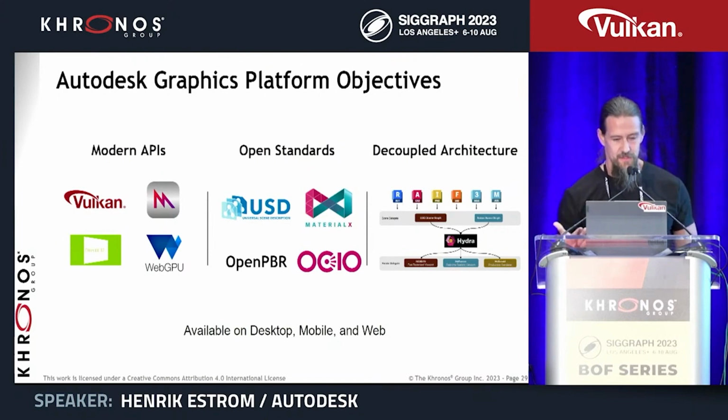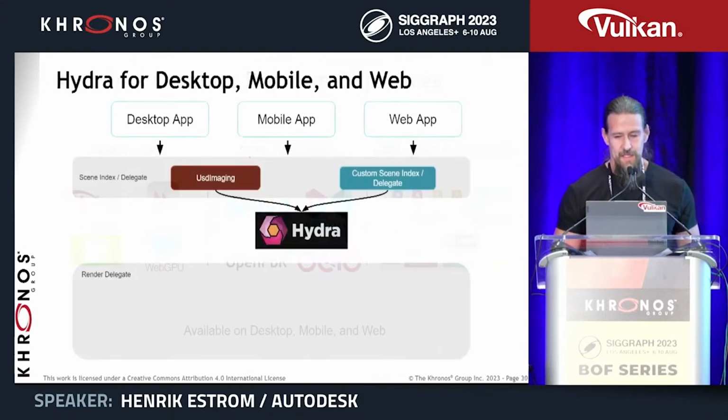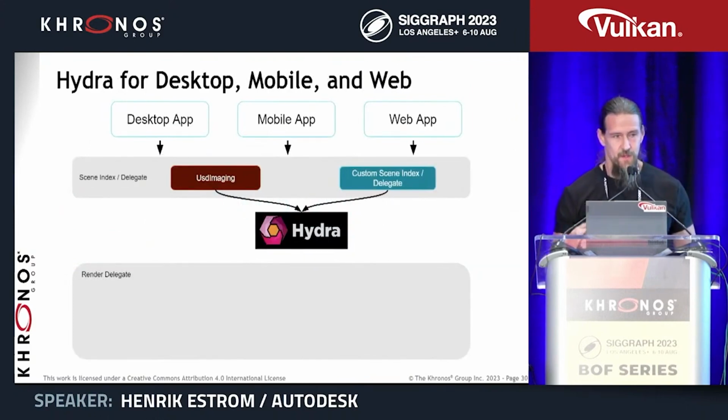So if we look at all these things, modern APIs based on open standards, decoupled architecture across all the various different platforms, that led us to the decision to base our viewport strategy around Hydra. Hydra is an open source library. If you were here for the INRIA talk earlier, it's the same principle. We just started working on Hydra before the INRIA project started, but the principle is the same. It's a way to decouple how the applications describe the scene data to the graphics system from the implementation of the graphics system itself.